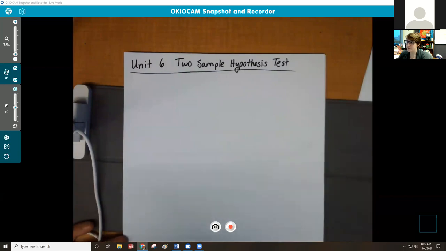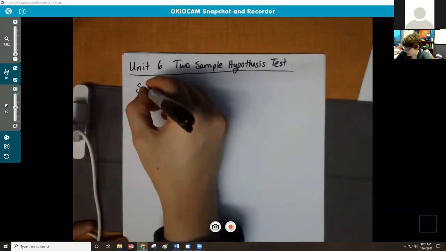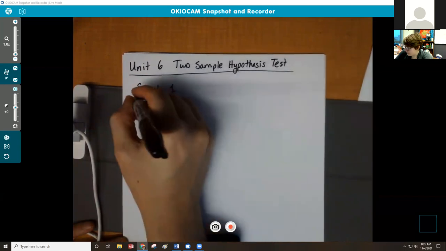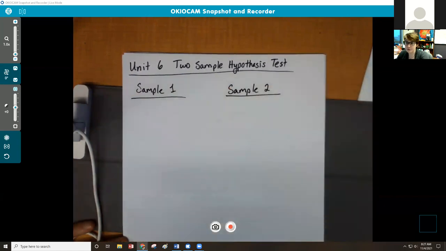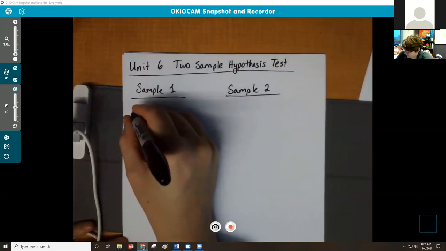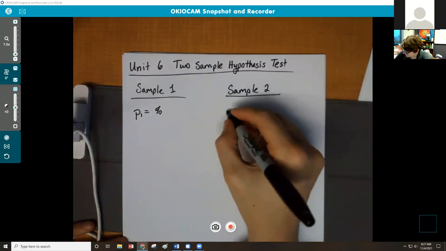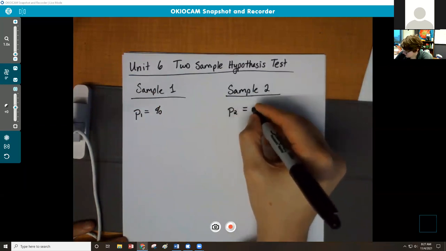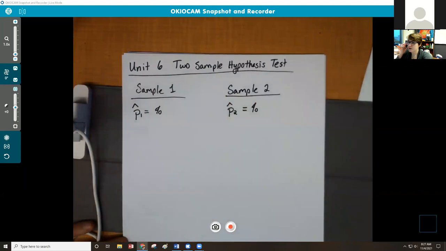All right, so when you run a hypothesis test with two samples, first things first, you're going to have your sample one, and you're going to have your sample two. Your first sample is going to have some sort of proportion, so we call that P1. And your other sample is going to have some other proportion. We're going to call that P2. Those are both our samples and our sample proportions.